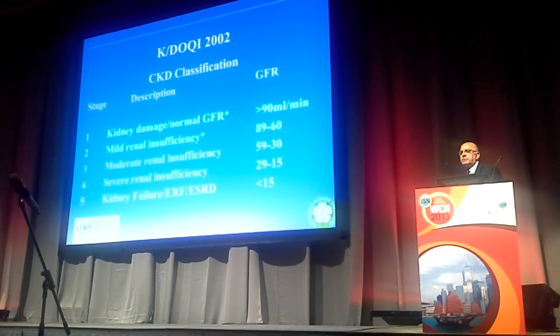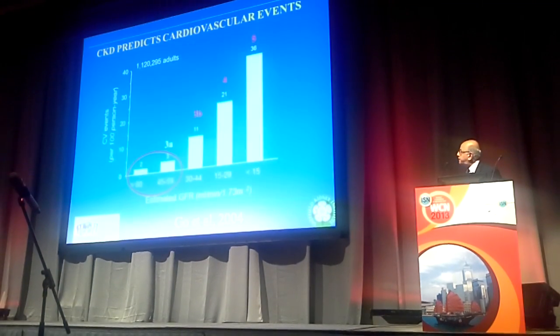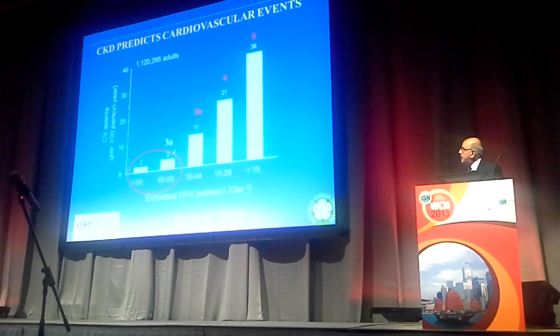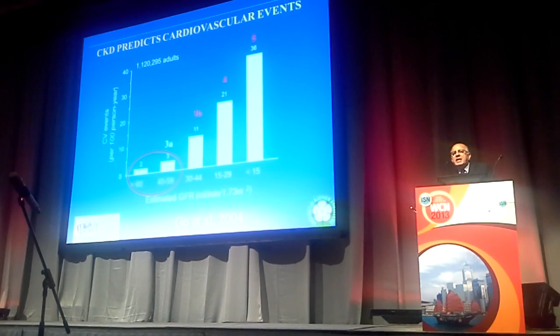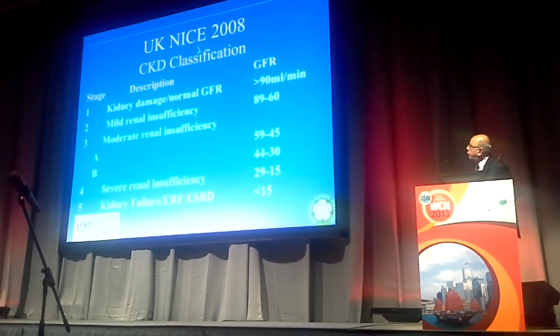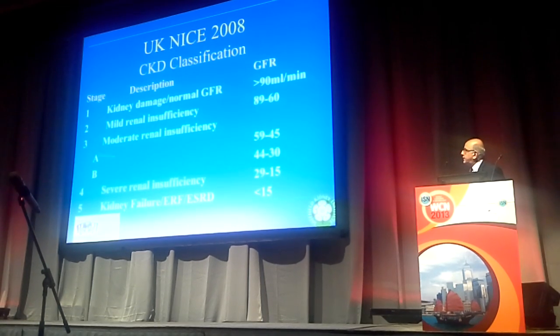Then in 2002, KDOQI started the process of refining the classification, and we went from 3 to 5, and you're all familiar with the 5 stages. And bit by bit, we moved to 6 by splitting CKD3, for the simple reason that we all came to realize that CKD3B has a much worse prognosis than CKD3A, and so therefore it is justifiable, as it was discussed in the UK and formalized with a nice guideline, to split CKD3 into A and B.